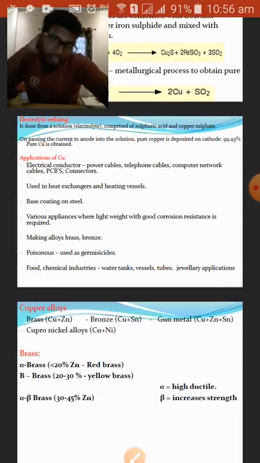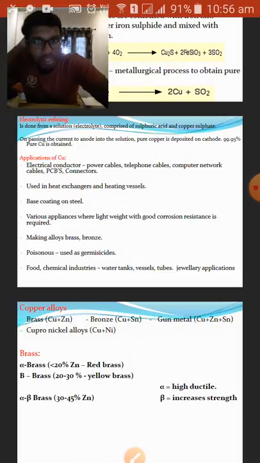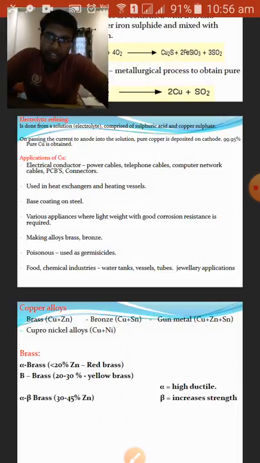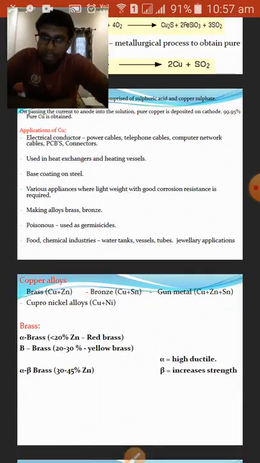Next, let us discuss the applications of copper. Copper is generally used in electrical conductors, that is power cables, telephone cables, computer network cables, connectors, etc. They are used in heat exchangers and heating vessels, and in base coating on steel utensils. The base is coated with copper to improve thermal conductivity, as copper has high thermal conductivity compared to other metals. Therefore steel vessels are coated with copper bases to absorb more heat energy from the fire.